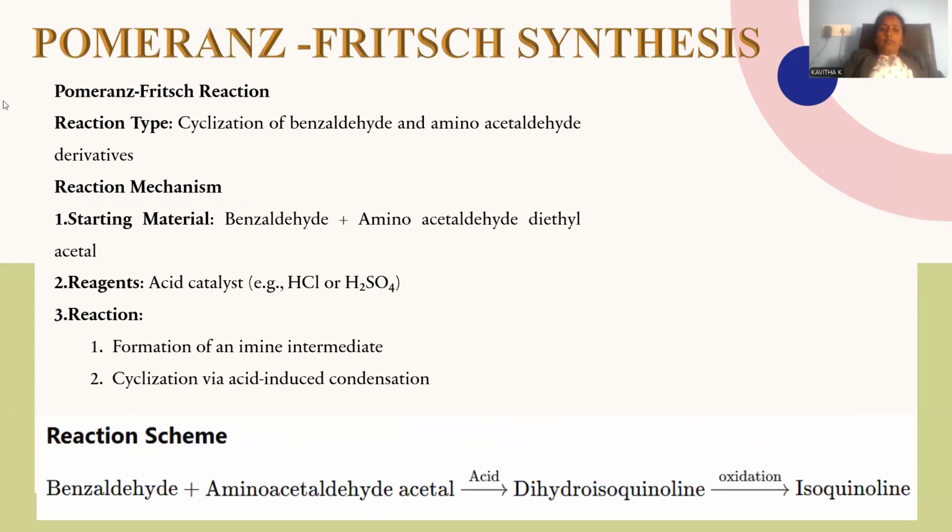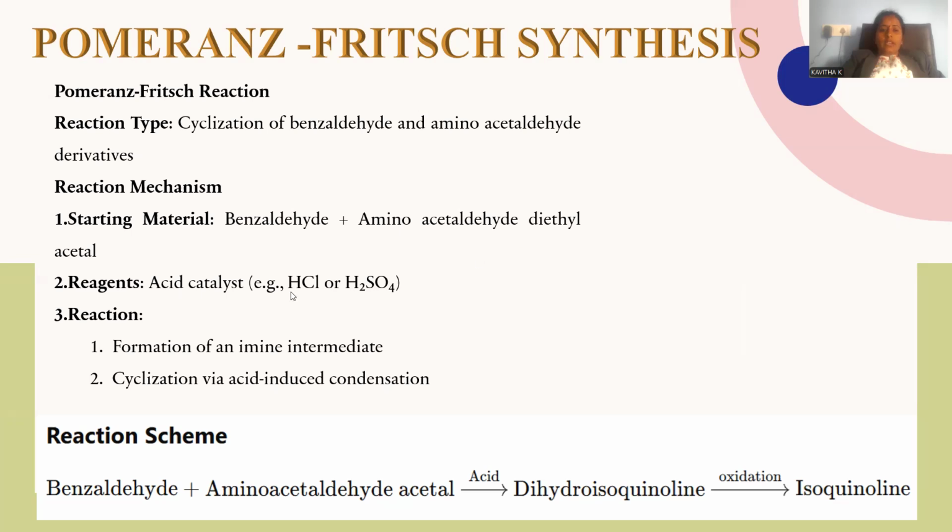Now, another named reaction is provided, Pomeranz-Fritsch synthesis. In order to synthesize isoquinoline, cyclization of benzaldehyde with amino acid aldehyde is to be accomplished. The benzaldehyde is one of the starting materials. Amino acid aldehyde is another starting material. Both the aldehyde compounds are supposed to be cyclized in such a manner, giving rise to isoquinoline as the final product.